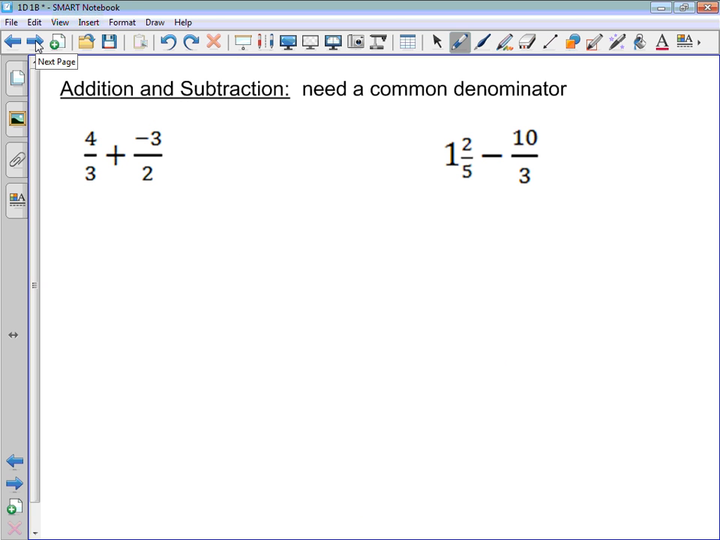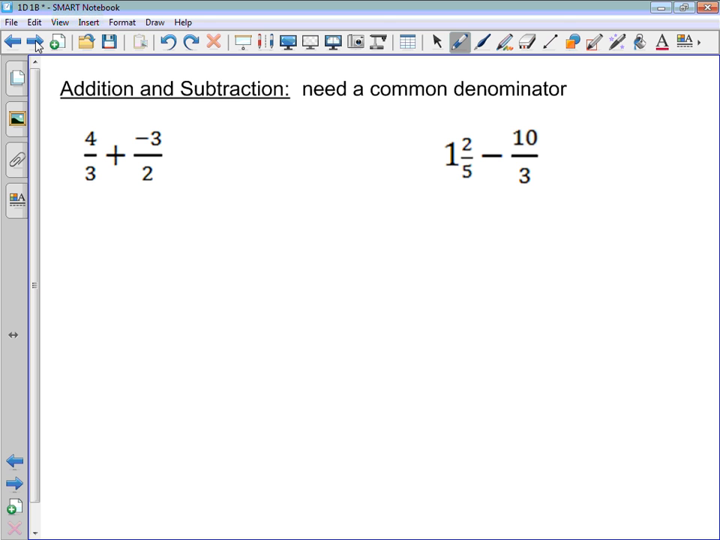Next up, addition and subtraction. Okay? Addition and subtraction, you need a common denominator. So what do we mean by a common denominator here? Well, if I've got 4 over 3 plus negative 3 over 2, I look at my two denominators, 3 and 2, they are different. I need to turn these two denominators so that they are the same number.